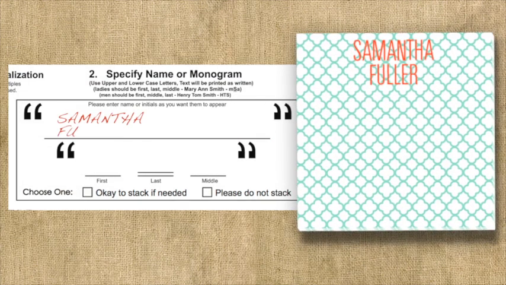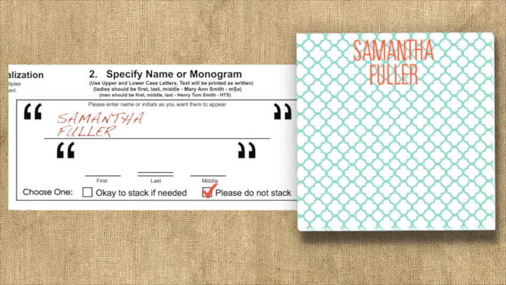This example will be stacked in 2 lines and printed all in uppercase letters. If you are unsure of how the text will look on the product and you would like the designers to choose, please check the box marked OK to stack if needed. Our graphic designers will choose the best look for the text provided. If you do not want the text to be stacked in any way, please check the box marked Please do not stack.